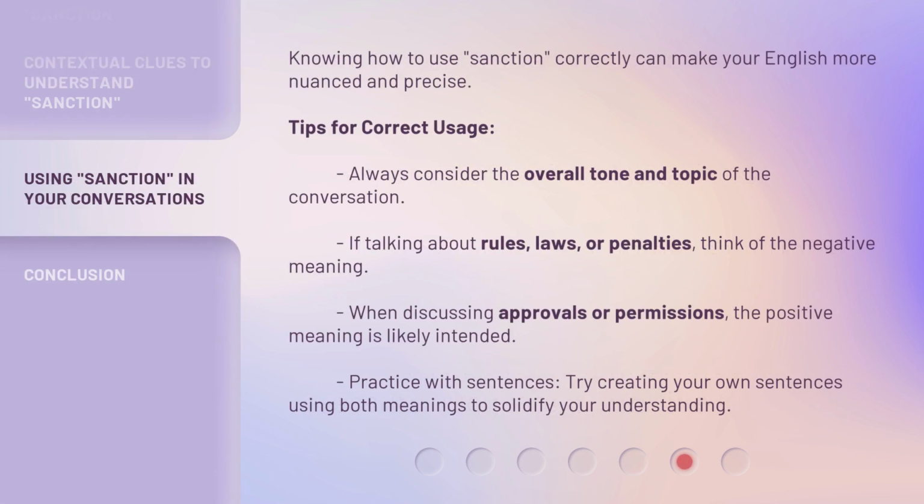Knowing how to use sanction correctly can make your English more nuanced and precise. Tips for correct usage. Always consider the overall tone and topic of the conversation. If talking about rules, laws, or penalties, think of the negative meaning. When discussing approvals or permissions, the positive meaning is likely intended. Practice with sentences. Try creating your own sentences using both meanings to solidify your understanding.